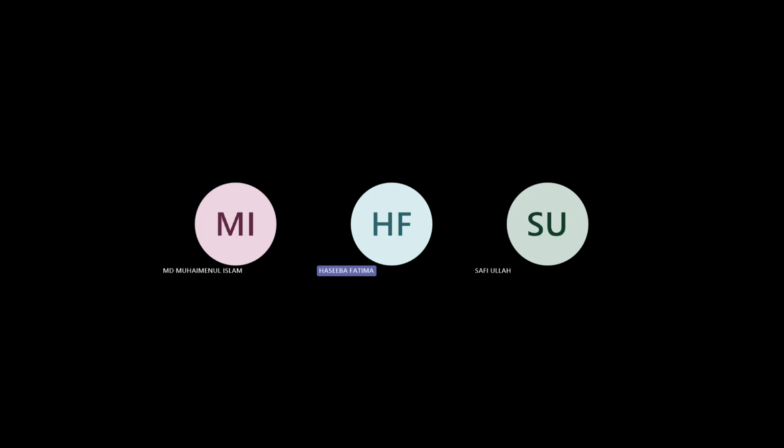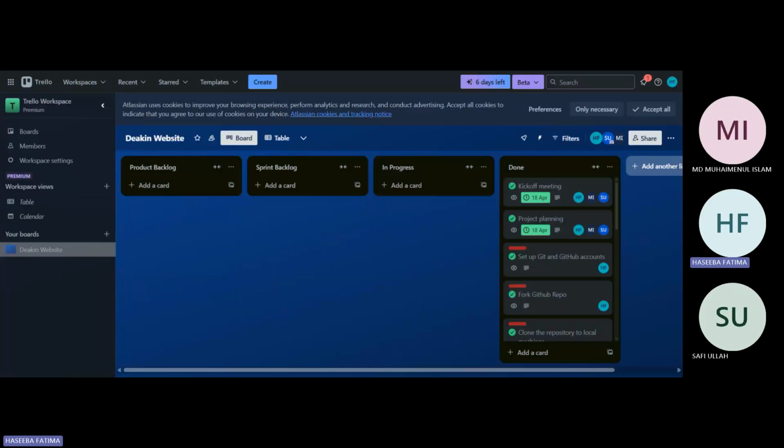Leader for our group project. At the beginning of Sprint 1, we conducted a kickoff meeting via Microsoft Teams to discuss the project scope, assign roles, and divide tasks. We decided to manage our project using tools like Trello for task tracking, GitHub for version control, and MS Teams for communication.